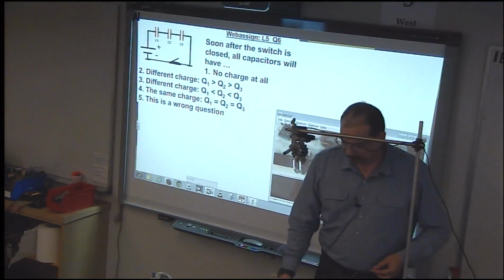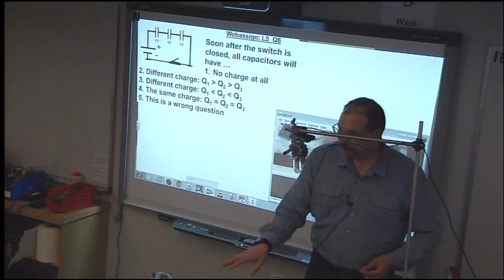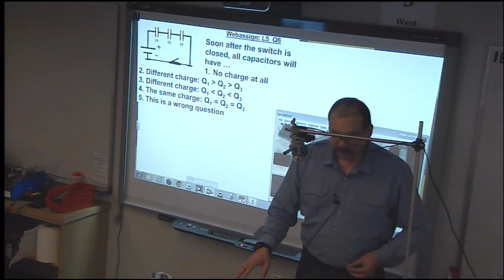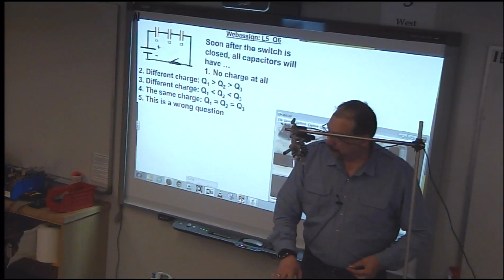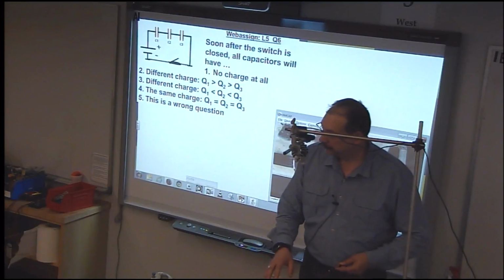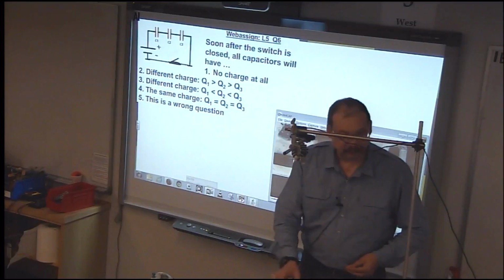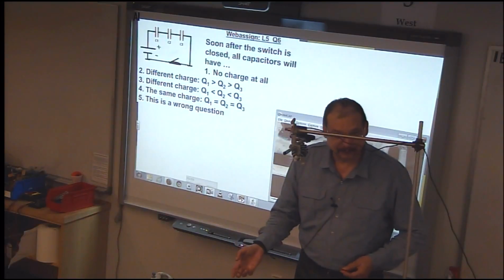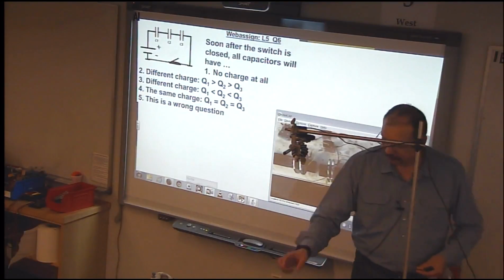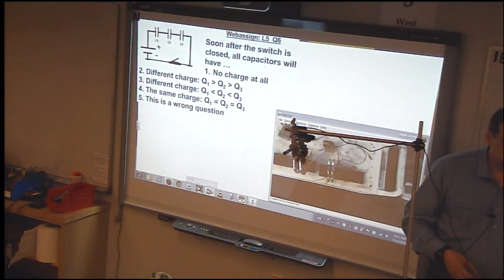When we close the switch, eventually, each capacitor will have exactly the same charge, but of course the voltage across different capacitors will be different. It will be related to the capacitance and the charge.